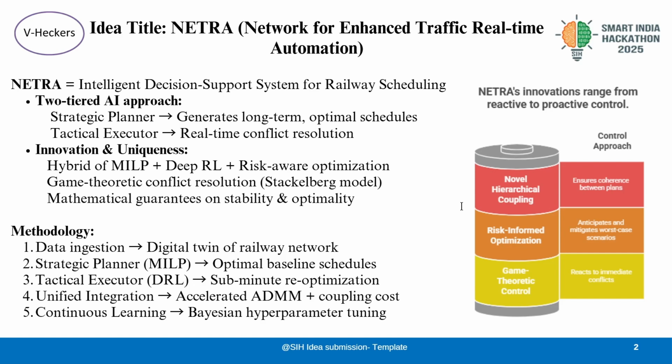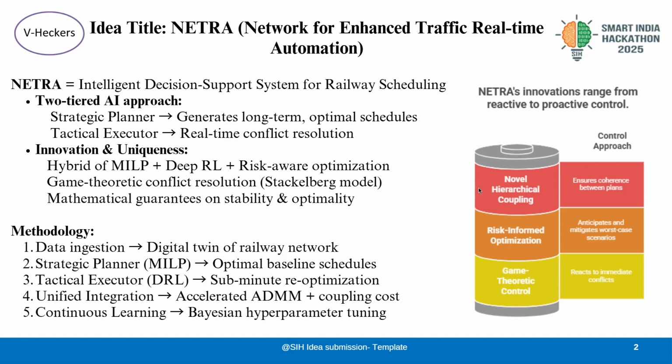Two-tiered AI approach. Let me explain our dual intelligence architecture. Tier 1 is our strategic planner. This is our long-term thinker using advanced mathematical optimization. The strategic planner generates optimal baseline schedules, planning hours and days ahead. It considers train priority and classification, capacities, platform availabilities, maintenance windows and speed restrictions, and historical traffic patterns and seasonal variations. Think of it as the railway master scheduler, the ideal world where everything runs perfectly.